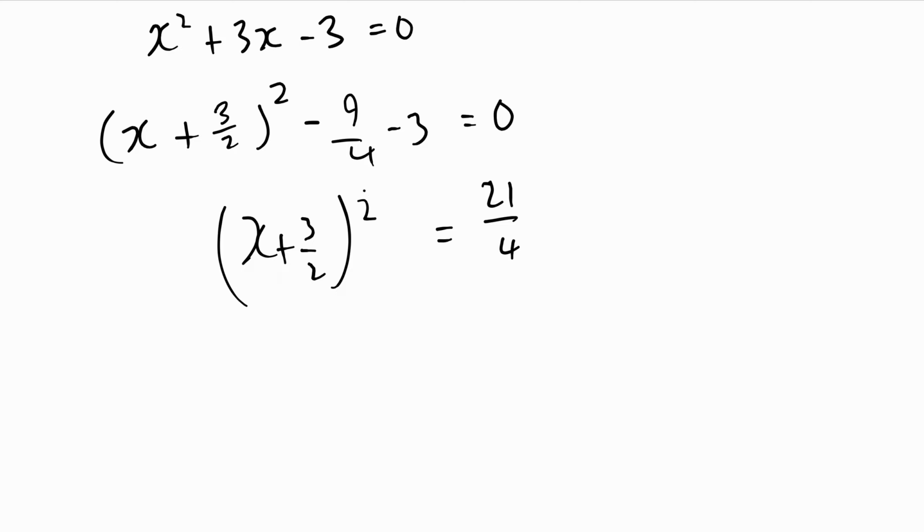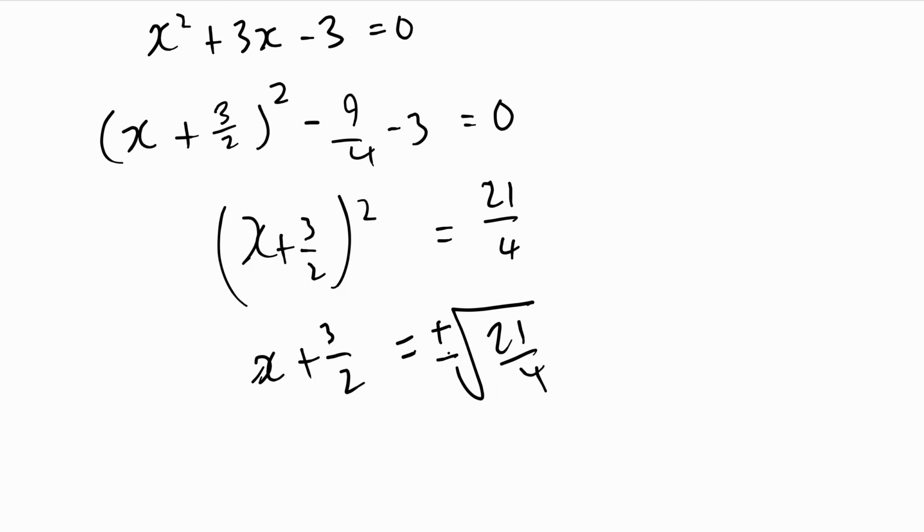And then we can get rid of this square root by doing the inverse, right? So x plus 3 over 2 is going to equal the square root of 21 over 4, and it's going to be plus or minus. We can add 3 over 2 on both sides of the equation.